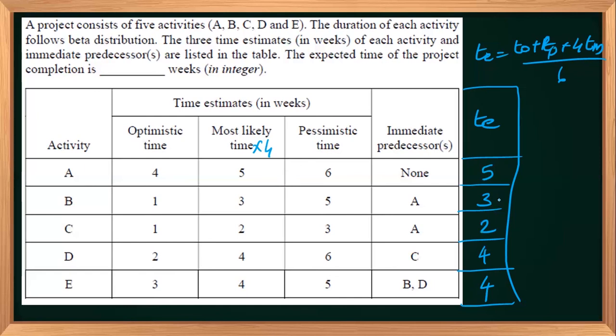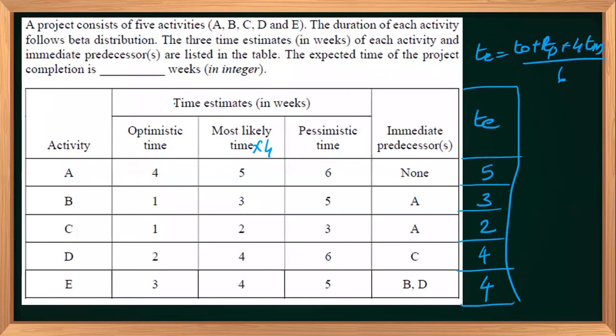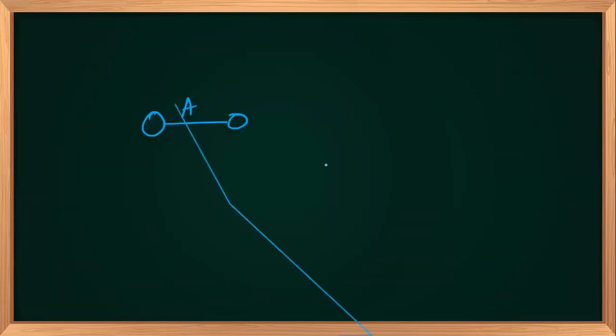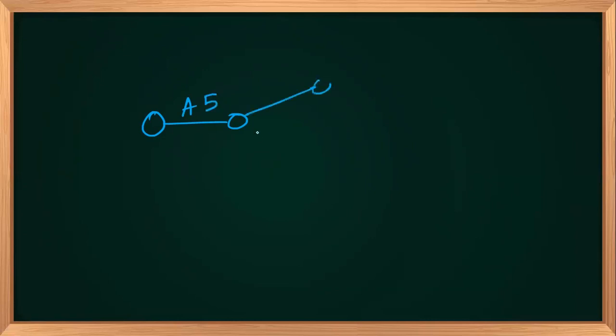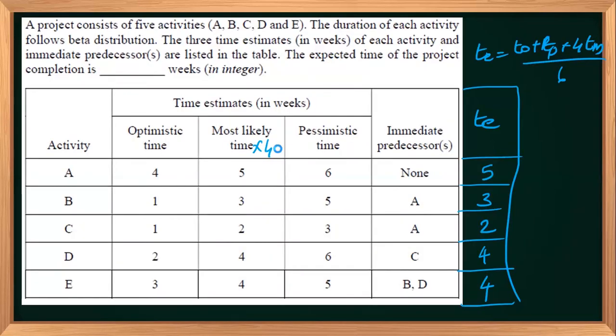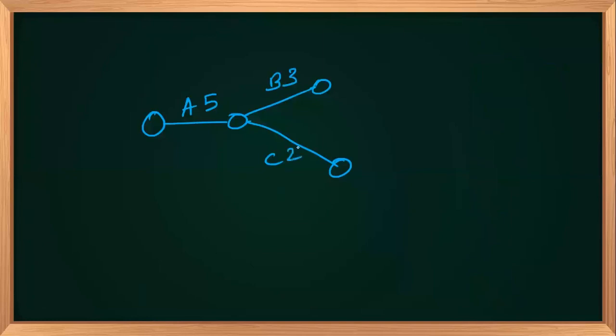So A does not have any predecessor, so we can start directly with A. And what is A? A value is 5, right? And for B and C, A is a predecessor. So let's just draw B and C. How much are the values? B is 3 and C is 2.